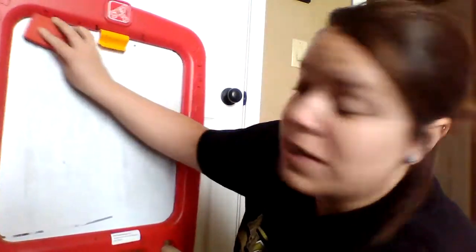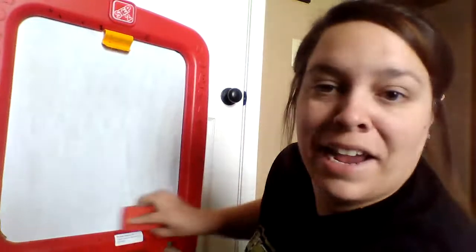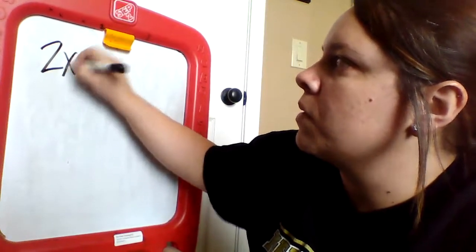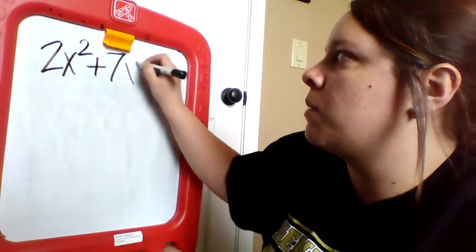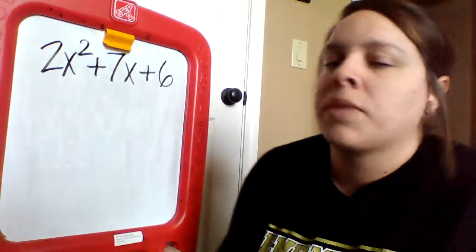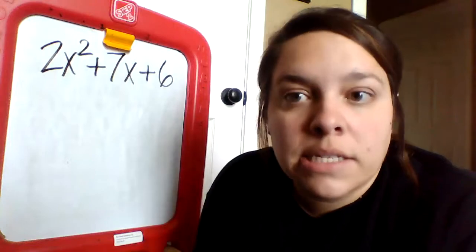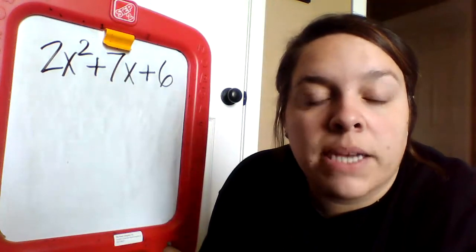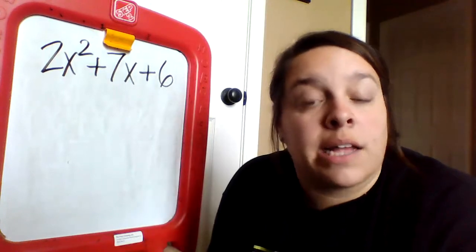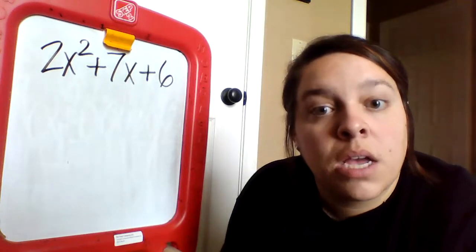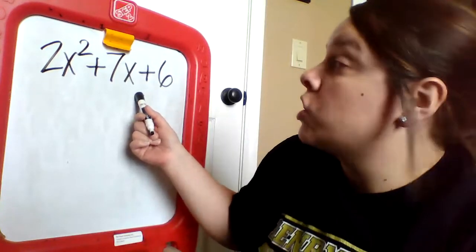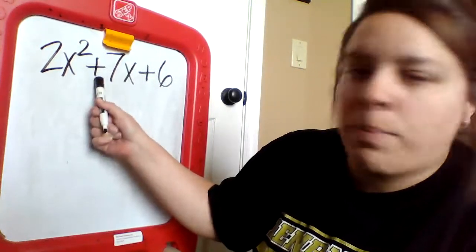This is my son's little dry erase board, coming in handy. All right, so let's try this one. 2x squared plus 7x plus 6. Same questions. Is it in standard form? x squared, x number. Yeah, it is. And then I ask myself, will this one have same signs or different signs? So right now, think about it. This one will have same sign because that's a plus 6. So same sign, both positive.